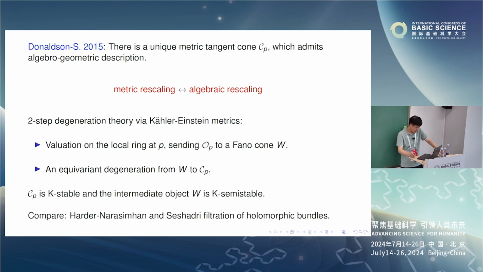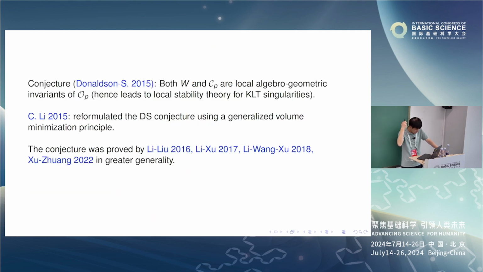So C_P is a K-stable object, and this W, you don't see from the metric directly. You have to do this procedure. It's a purely algebro-geometric object. It's only semi-stable. We construct W and C_P using the metric, but then we conjecture that they don't depend on the metric, so they are algebro-geometric invariants. And then Chi Li reformulated this conjecture, making a crucial observation using a generalized volume minimization principle, and this conjecture has been studied by many people and proved and generalized.